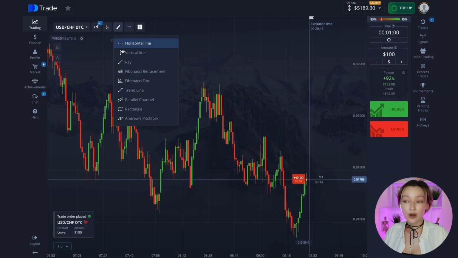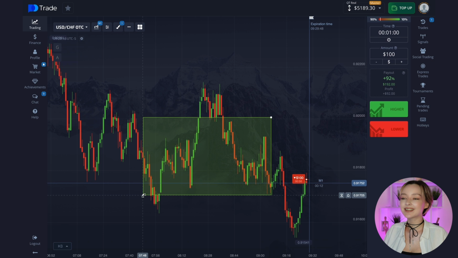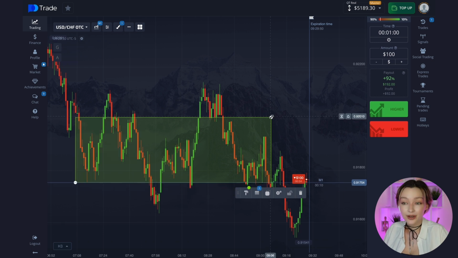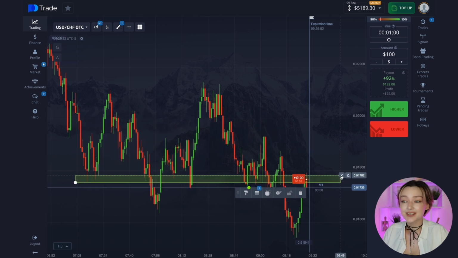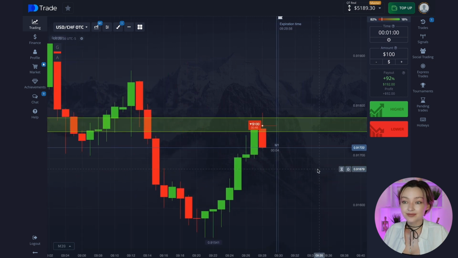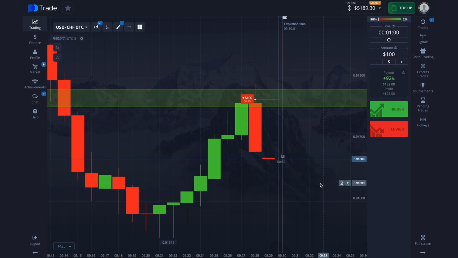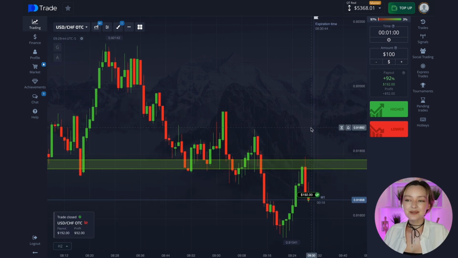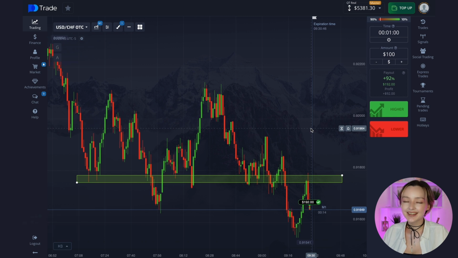Let's try and place a downward trade here. Everything's just as simple. I saw this important area buyers and sellers are highly interested in, so the price is very likely to react to this area. Let's see. So amazing, we got the reaction and earned another $92.